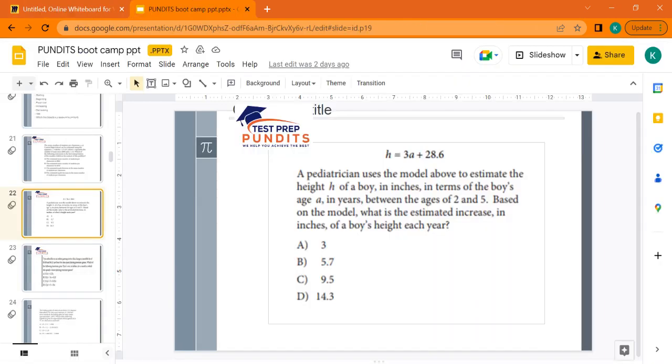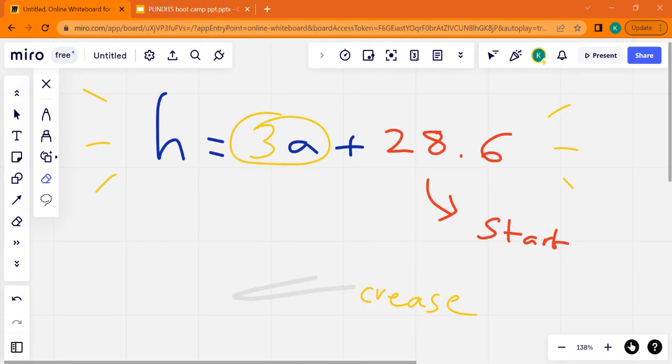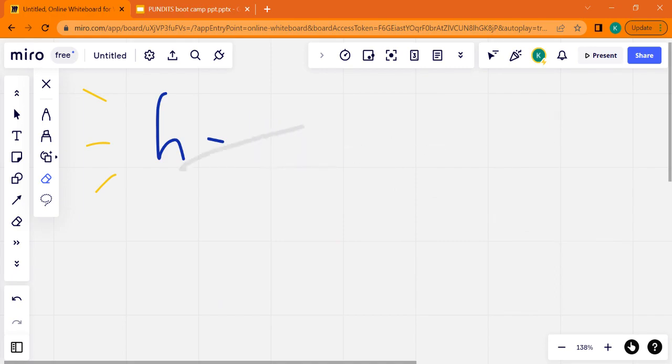Yeah, A, the increase in inches of a boy's height each year is going to be 3 because the slope of the equation is 3, and last time I told you how the y-intercept is going to be the start and the slope is going to be the rate of change. So this is a very easy question and you're going to mark option A, 3.